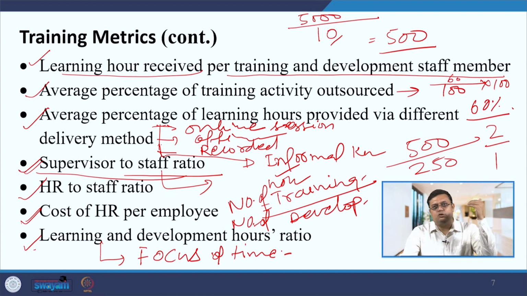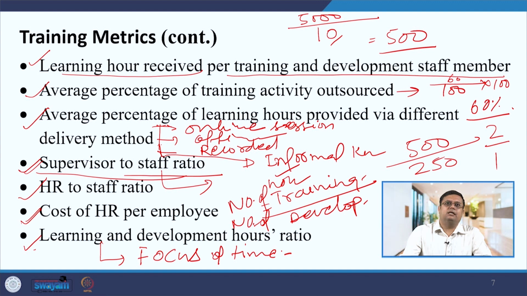So if you are giving too much training, too many developmental opportunities, that may impact the focus time of the employee. Because of that, the contribution of that employee may not be reflected at the workplace. So in order to manage that focus time, you need to design learning and development activity only at an optimum level. If you give more than that, it is going to impact the focus time.